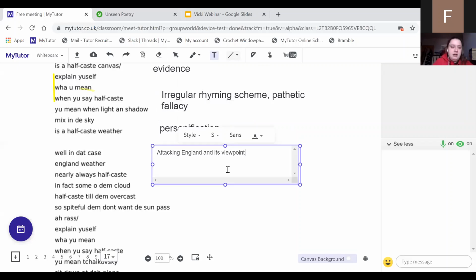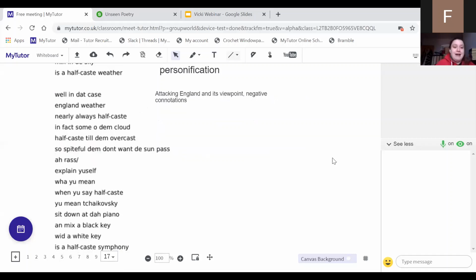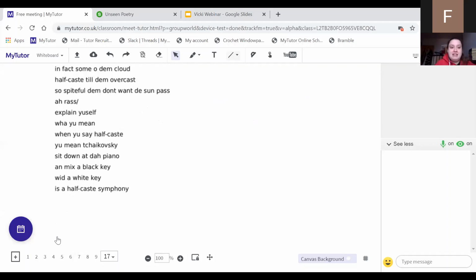Right, talking about this variety of weather going on, we've got a load of negative connotations. So the idea that our weather is rubbish, and it being overcast and sort of that expanding to the rest of the people who have been racist. We've got a little bit of sibilance going on here.